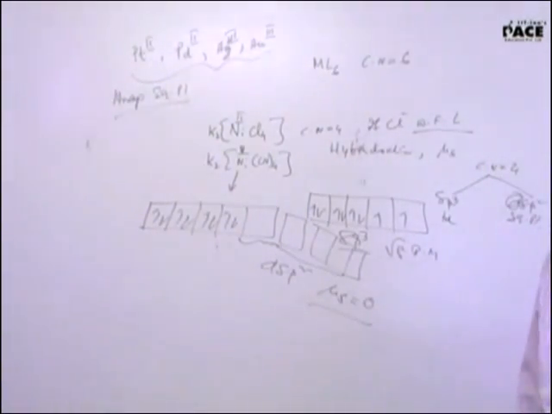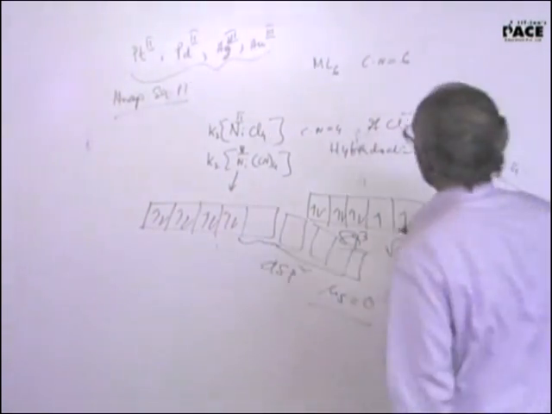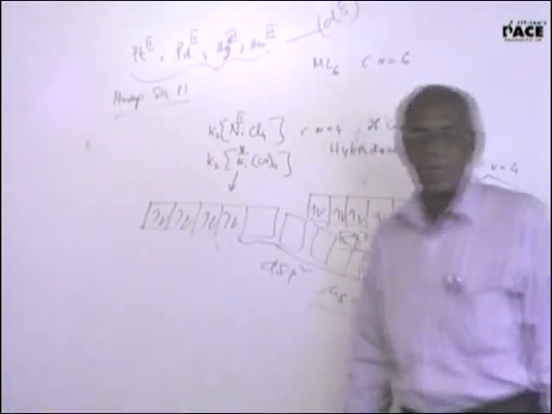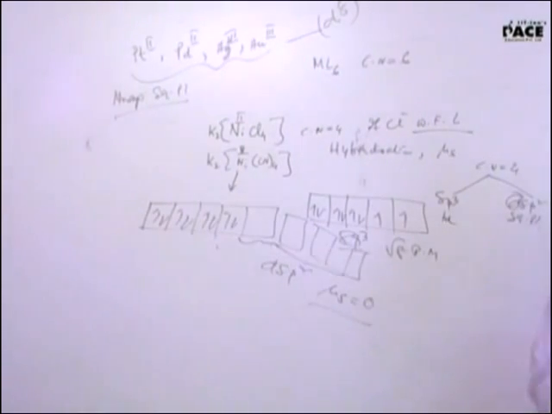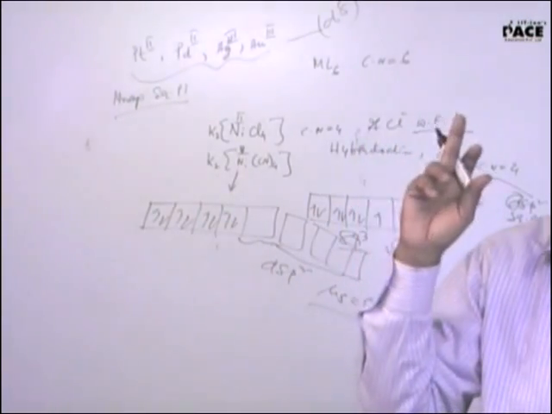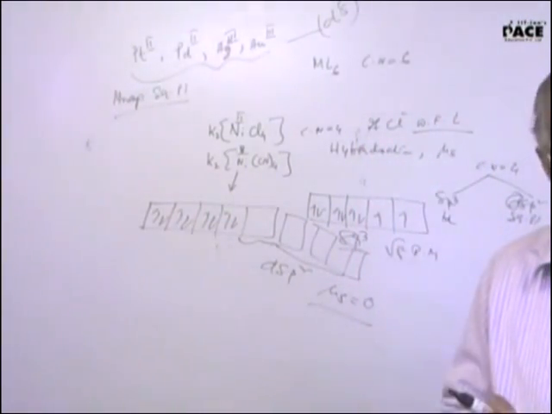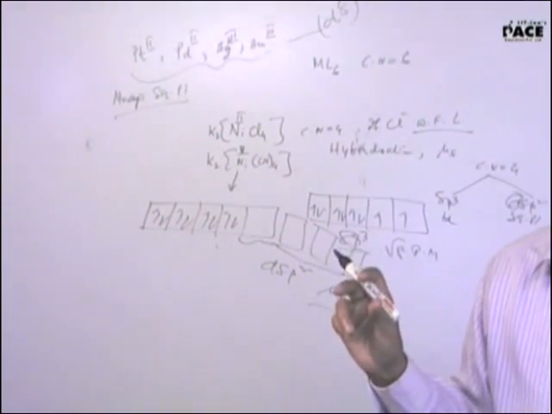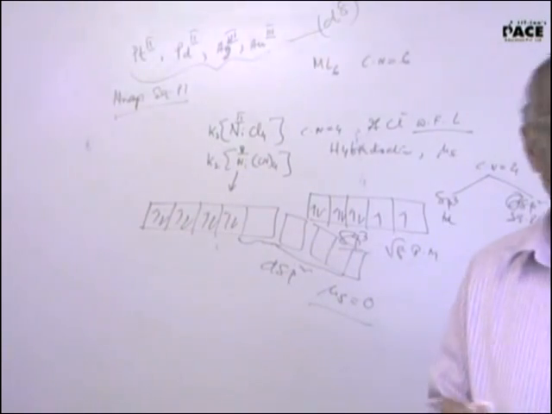Now your question is answered. Nickel, palladium, platinum, all are d8. Look at your periodic table. Nickel, palladium, platinum, they are in the same group. Copper, silver, gold, they are also in the same group. But silver 3+ and gold 3+ will be isoelectronic to palladium 2+ and platinum 2+.